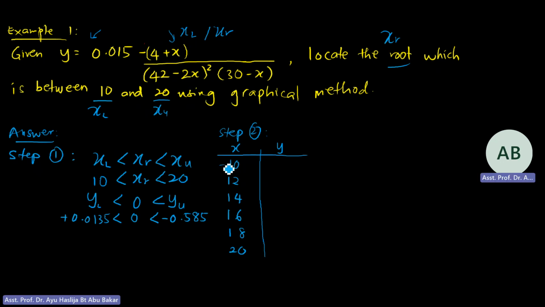This is XL, XU. Okay, we know that YL you have calculated earlier, which is positive. YU is negative. Okay, so your XR lies between this figure. Now we need to calculate the Y value so that later on you can plot the graph. Now please calculate each of the Y values over here from 12 to 18.